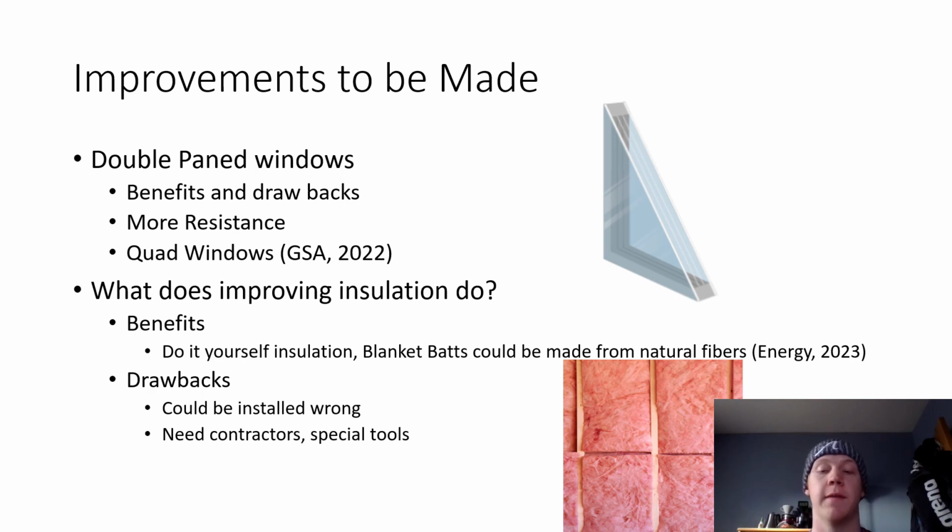Blanket bats are made from natural fibers sometimes, according to Energy 2023. You can do this yourself and make your walls much more energy efficient. Some drawbacks to this could be that you could also install it wrong or do it wrong. You could maybe even start a fire. Sometimes you might need contractors depending on the type of insulation you choose. This would also require special tools.